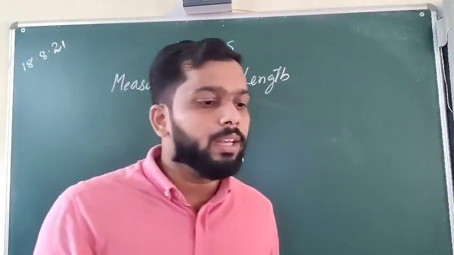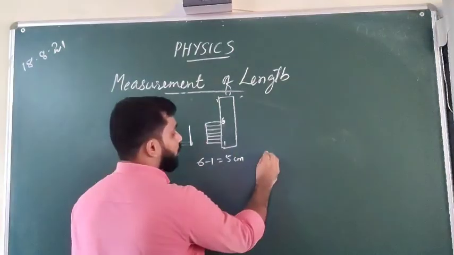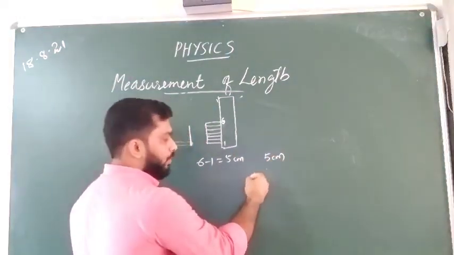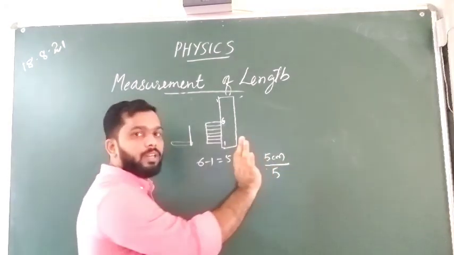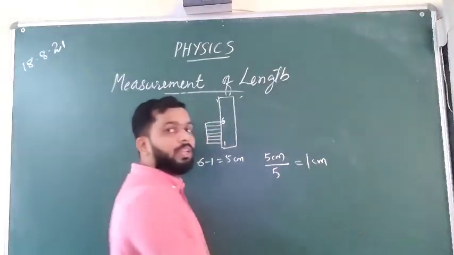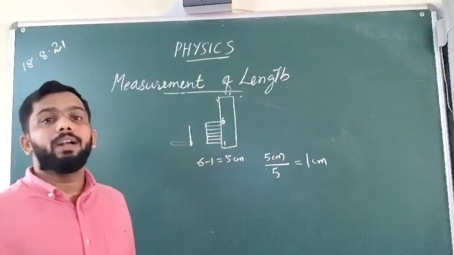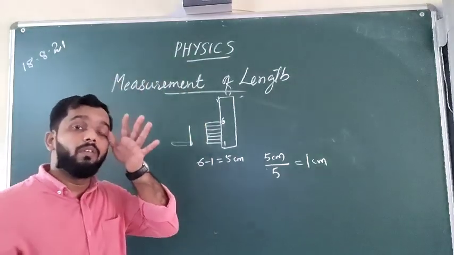Okay, how will you take the thickness? Height of the column is 5 centimeter. Then how many points have we considered? Suppose 5 points we have considered. So 5 by 5 you will get 1 centimeter, which is the thickness of one coin.